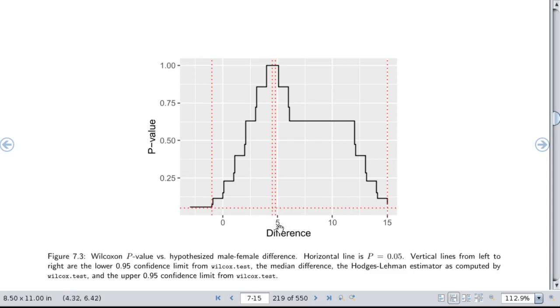And then what these vertical lines are showing, this is the lower confidence limit, so that's where it hits 0.05 over here. This horizontal line is at a p-value of 0.05. And then the next value here is the difference in medians. And then you have the Hodges-Lehmann estimator, which is the median of all possible differences. And then you have the upper confidence limit. That's where the p-value hits 0.05 by hypothesizing a difference of 15.